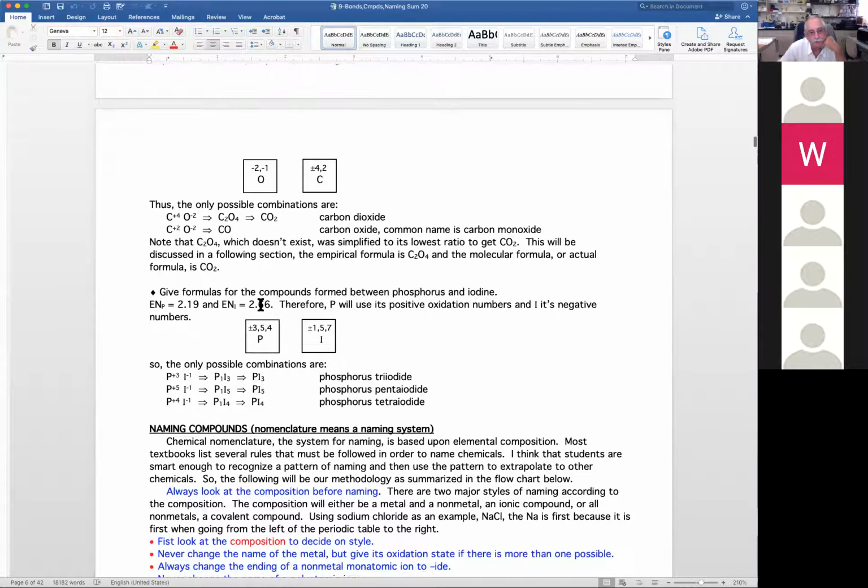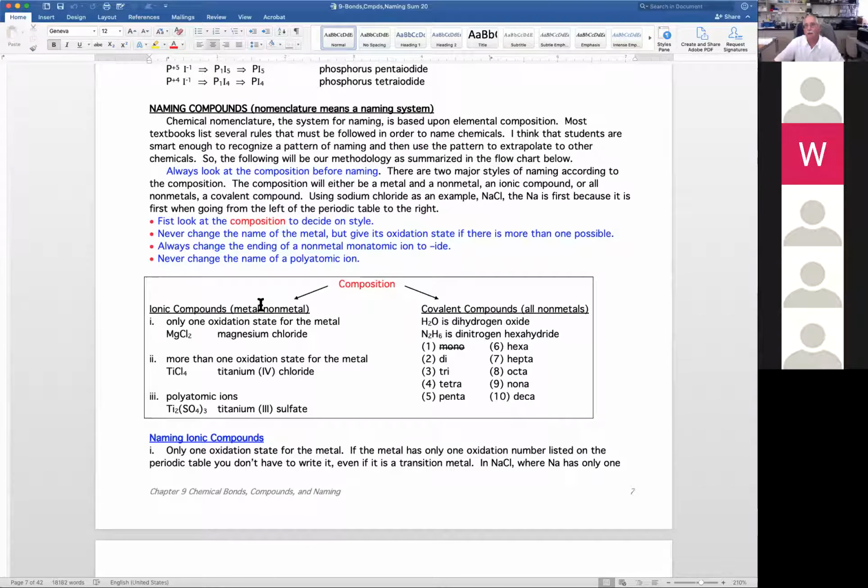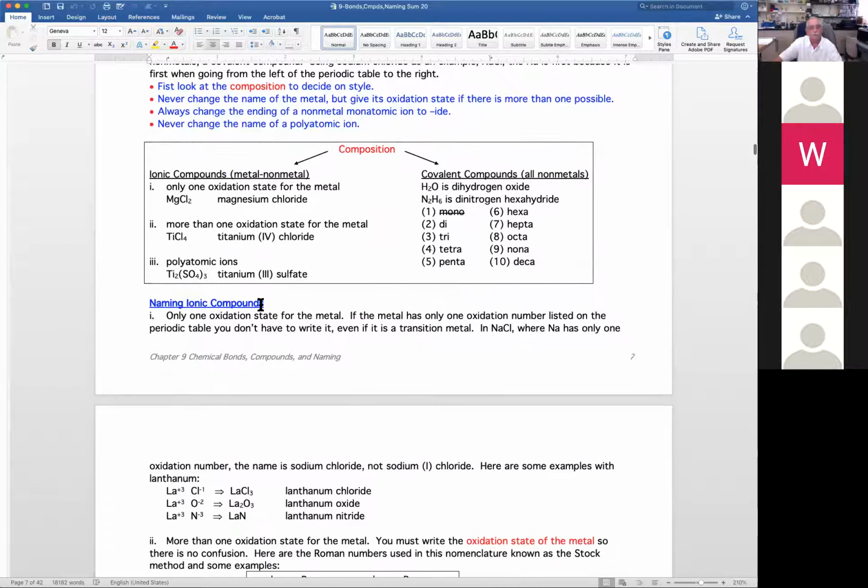So here's several examples, getting the neutral compounds. And then we had to name things. So first look at the composition before you just start jumping in and naming it. Is it a metal and a non-metal, or is it all non-metals? Because that's how you choose the style.